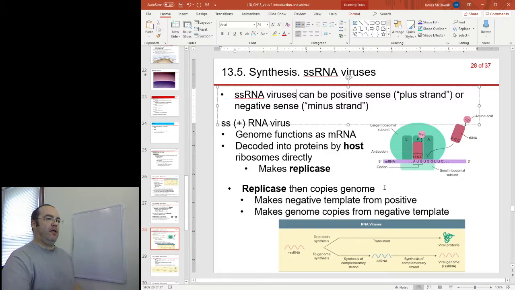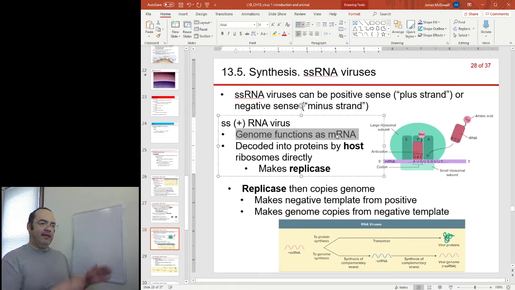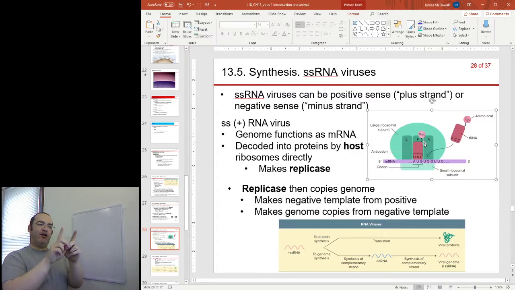So, a plus strand single-stranded RNA virus has a genome that functions like messenger RNA. In that, the RNA genome has 3 letters of RNA, and those letters are codons, and those codons can be directly read by a ribosome and turned directly into proteins.